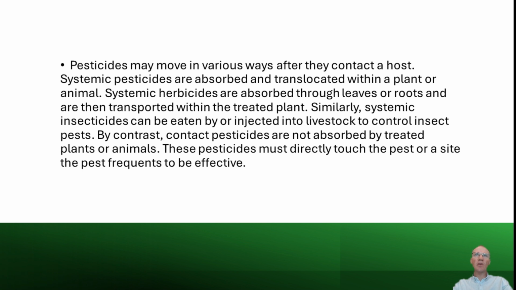Systemic pesticides are absorbed and translocated within a plant or animal. Systemic herbicides are absorbed through leaves or roots and are then transported within the plant. Similarly, systemic insecticides can be eaten by or injected into livestock to control insect pests. By contrast, contact pesticides are not absorbed by treated plants or animals. These pesticides must directly touch the pest or a site that the pest frequents to be effective.